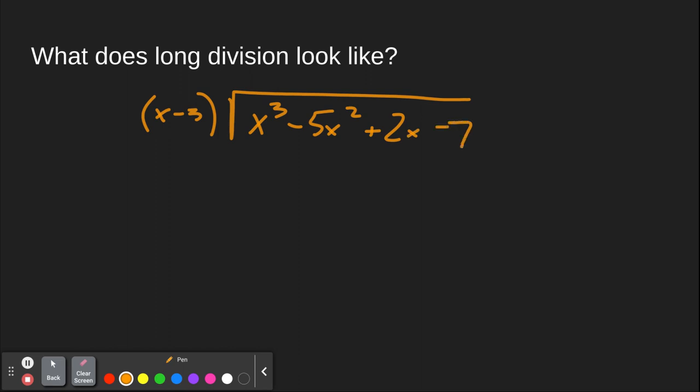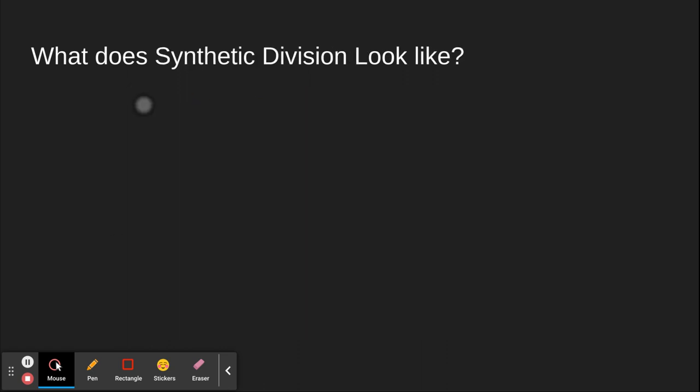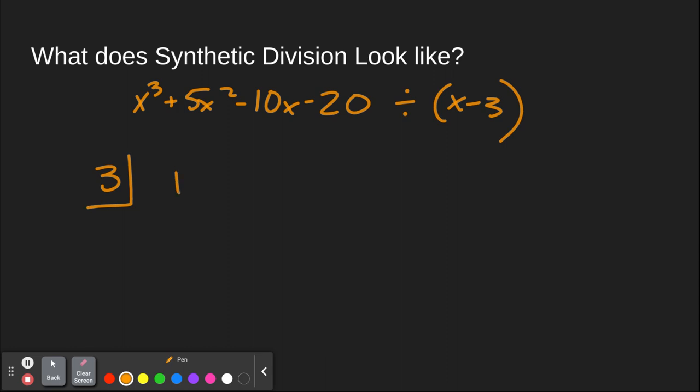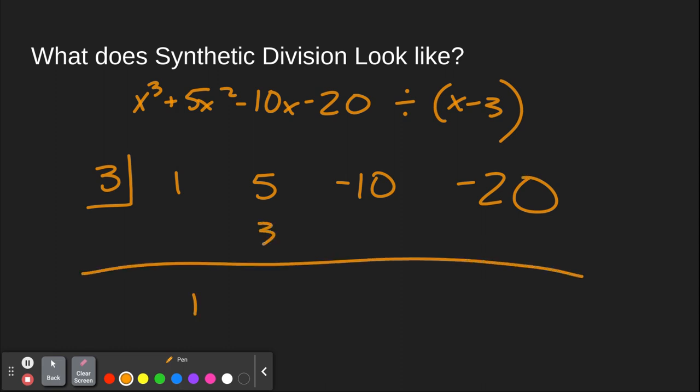What does synthetic division look like? Well, if you were doing x cubed plus 5x squared minus 10x minus 20 divided by x minus 3, the synthetic division would look like this. You actually put your root there, and then 1, 5, negative 10, negative 20, and you do this little thing where you multiply and add. So it's faster, but you got to know how to do it.